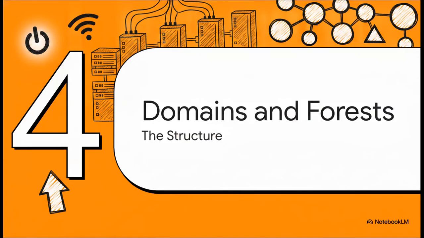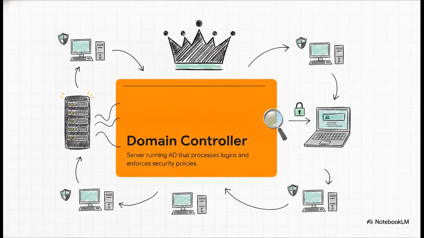Let's jump into Section 4, Domains, Forests, and AD, the structure. So when you install Active Directory on a Windows server, that server actually gets a promotion. It officially becomes a domain controller. Now, I know that sounds like an intimidating term, but it really just means this specific server is now the ultimate boss of the network. It's the machine holding the master database.